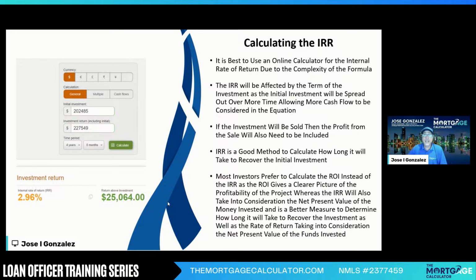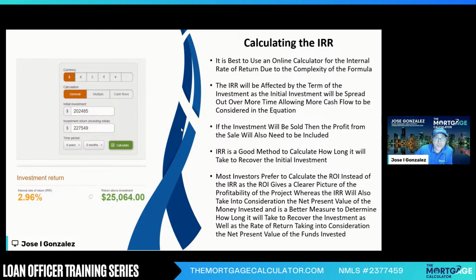So now regarding the internal rate of return, right, because that was ROI, and the internal rate of return is a very complicated formula because you're looking at net present value of the money. You also have to take into consideration other factors like the term of the investment, right? Because the initial investment will be spread out over time. That allows more cash flow to be considered into the equation. So it could be a moving target if the term of the investment is fluid, right? So that's why it's really better really just to grab the online calculator, put the information in there, and just click calculate.